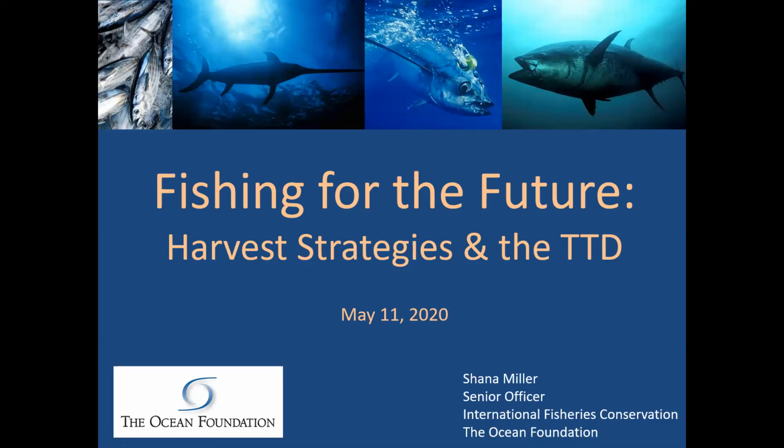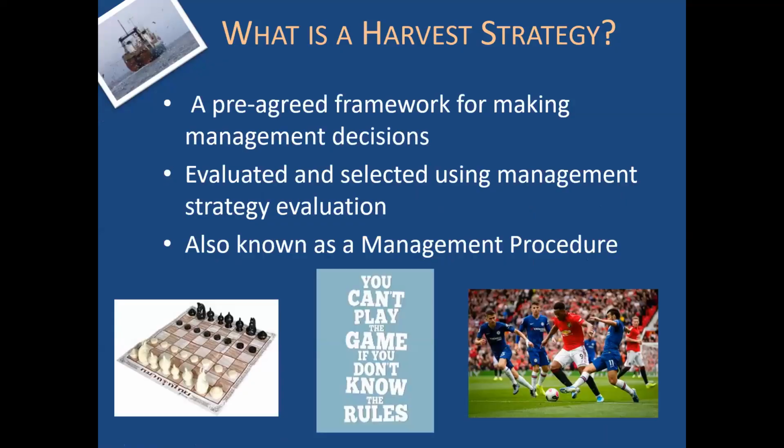So first of all, what is a harvest strategy? It's a pre-agreed framework for making management decisions, and it's akin to agreeing the rules before you play the game. And there are three basic parts of a harvest strategy. One is the monitoring data and how we collect those data, an analysis method to take those data and get some idea of stock status. So that's the second piece. And then the third is the harvest control rule, which is the operational part of a harvest strategy that tells us, based on stock status, how many fish we're going to be able to catch. So those are the three fundamental pieces of a harvest strategy.